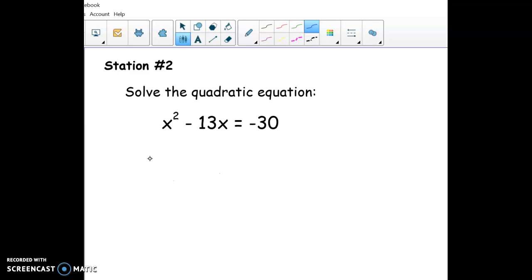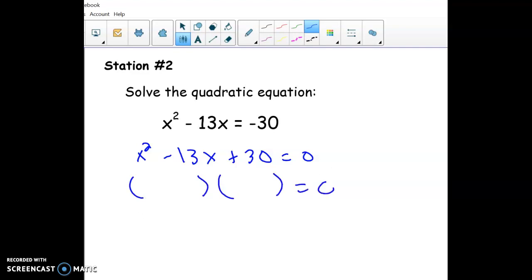Okay, so the deal here, I'm gonna get 0 on one side and then solve it with the quadratic formula or factoring or the graph method. All right, so I'm going to add the 30. And then since we've been doing a lot of factoring here, I'm going to try to factor it. If this didn't work, then I would use the quadratic formula.